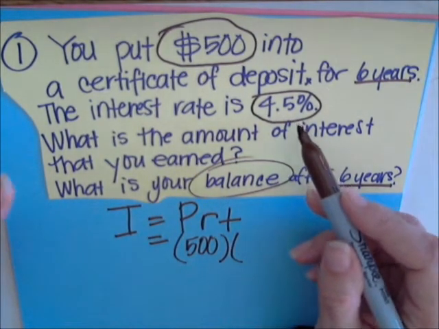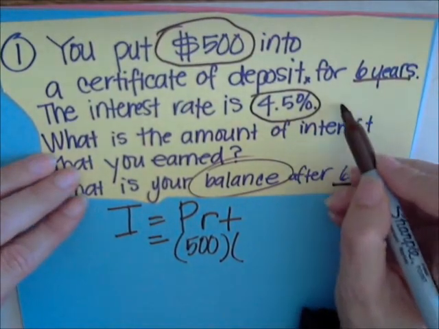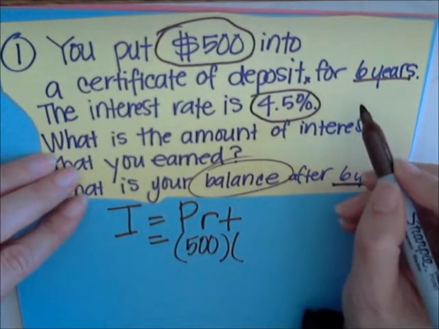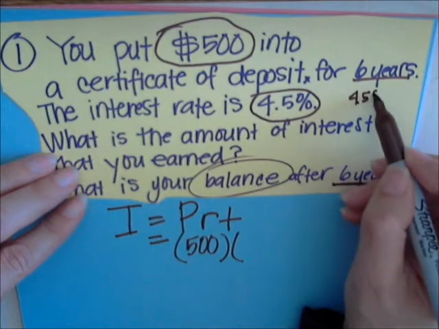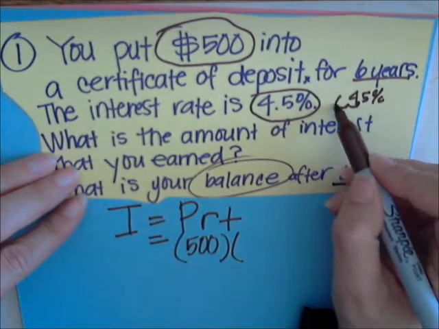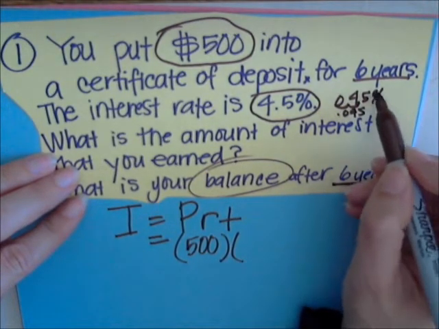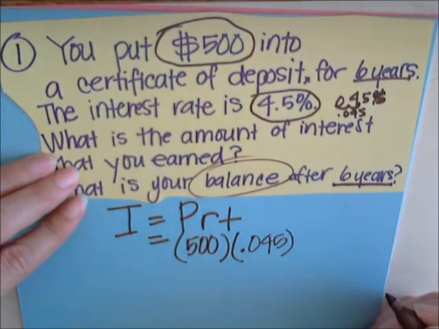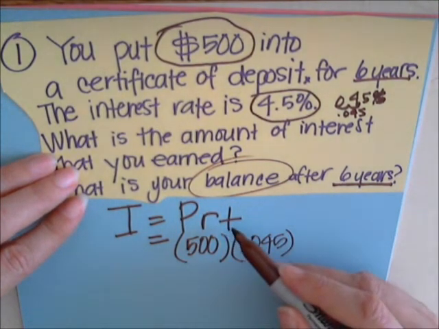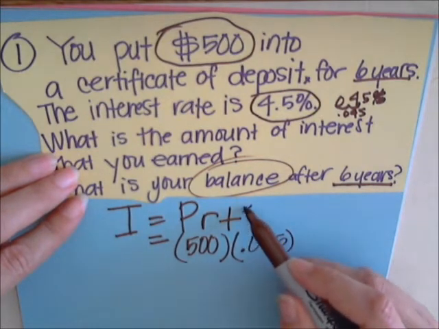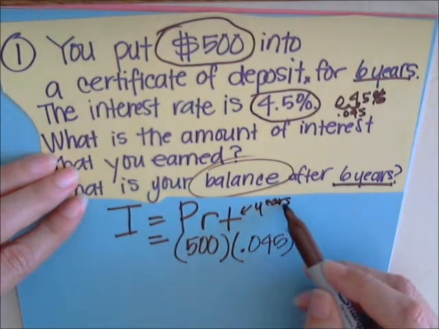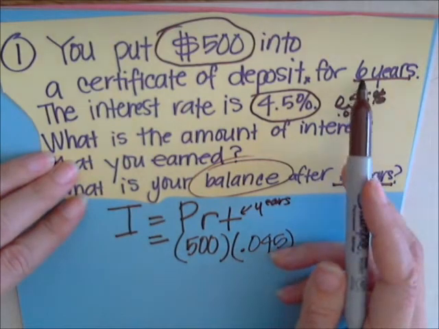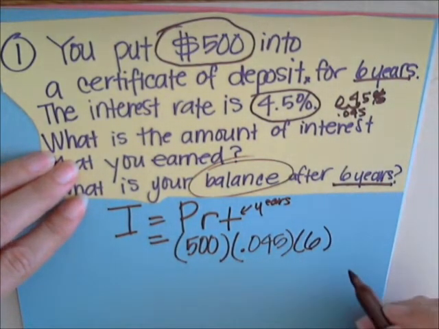However, remember, when we multiply percents, we actually have to turn them into decimals. So 4.5% actually turns into 0.045. Take off the percent sign, 0.045, or 45 thousandths. T stands for time, and that is always in years. So luckily, they already told us it's for 6 years, so we're just going to multiply by 6 here.